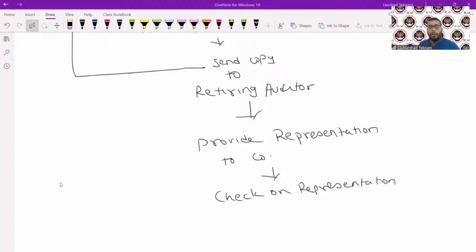Now, let's say, for example, there was a company ABC. The auditor of that company was involved in a particular fraud. Now, what can that company do?